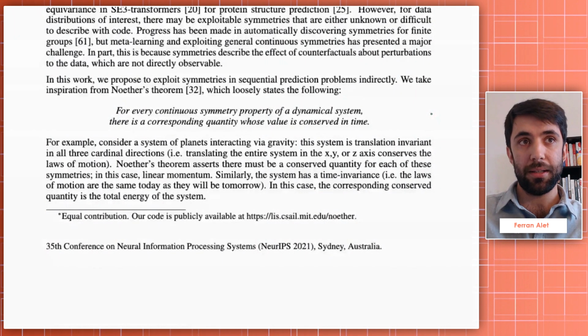And the intuition is that in machine learning, symmetries are one of the core ways in which we've improved data efficiency and model performance. And so it would be very cool if we could kind of automatically learn some of these symmetries.